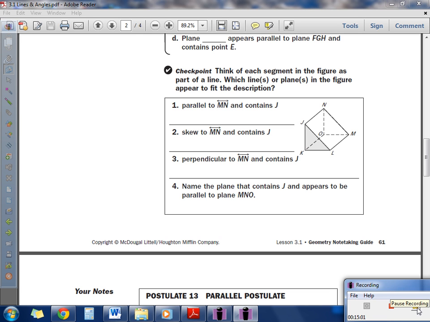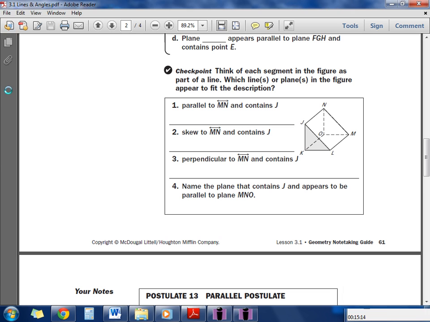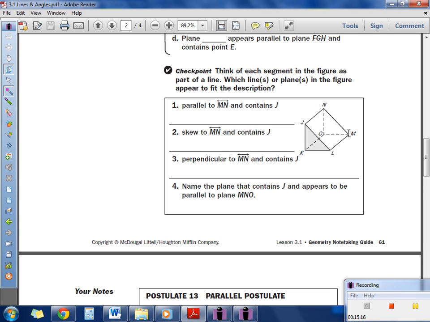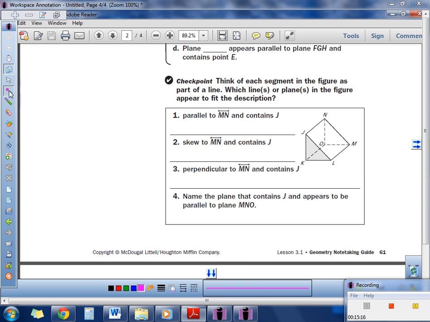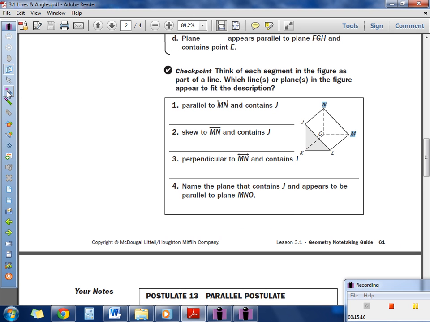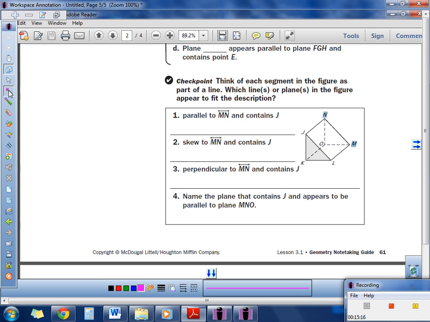Here we go. Question number 1. It says, think of each segment in the figure as part of a line. Which lines or planes in the figure appear to fit the description? Parallel to MN containing J. Here is MN, right through here, containing J. We want to be parallel to it, so that would be JL. Line JL. Make sure to have your line symbol.